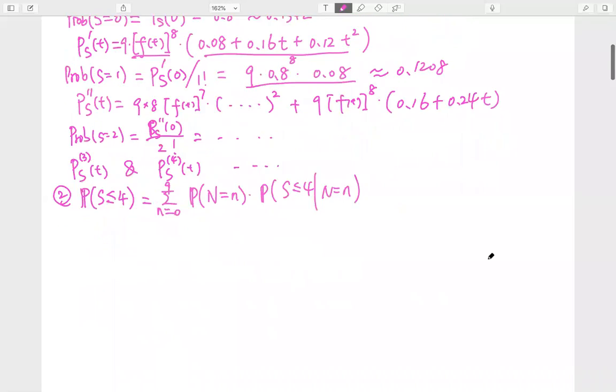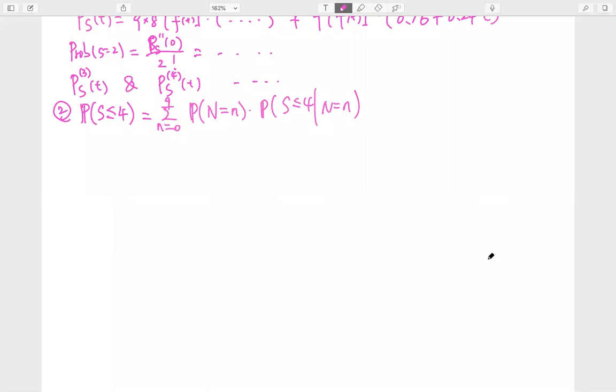So here is the analysis. First we analyze n equals 0. When n equals 0, obviously s is 0, right? It's less than 4, so the second part will be 1. So in this case, the probability simply equals P(N = 0), right? Because the second part is 1.